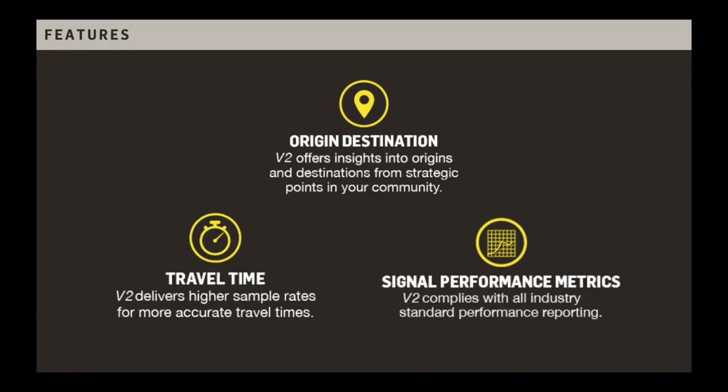And lastly, signal performance metrics. On top of all that, with your V2, you can pull valuable cabinet data using the existing detection technologies of that intersection. These reports include volume by phase, turning movements, and red and green arrivals, and other SPMs. All this can be installed in less than an hour, and configuration is also simple and straightforward.